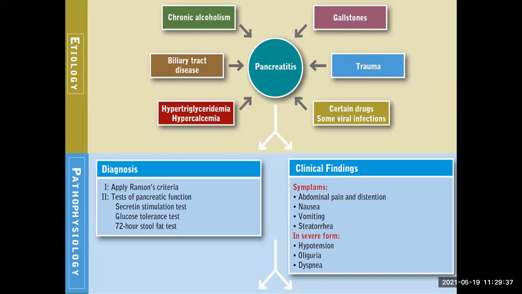In case of severe form, hypotension can be there. Oliguria is there. Oliguria is basically the scantiness of urine due to diminished secretions. The quantity of urine is reduced. Similarly, dyspnea is also there. In case of dyspnea, there is shortness of breath, and it is also known as air hunger. So these are some clinical findings associated with pancreatitis.